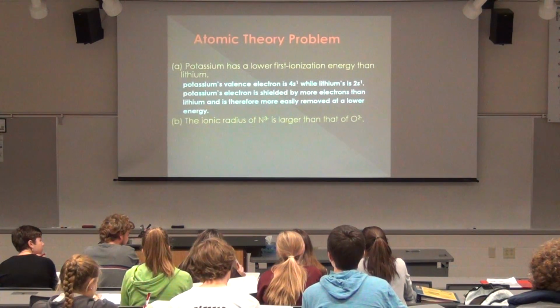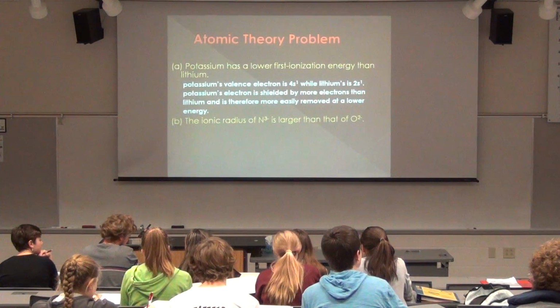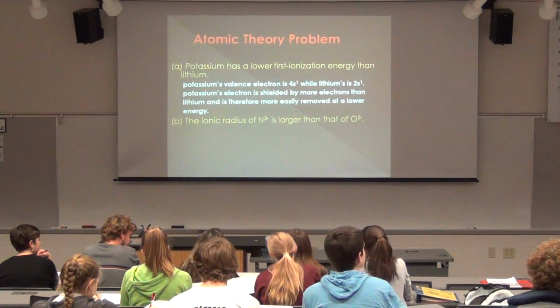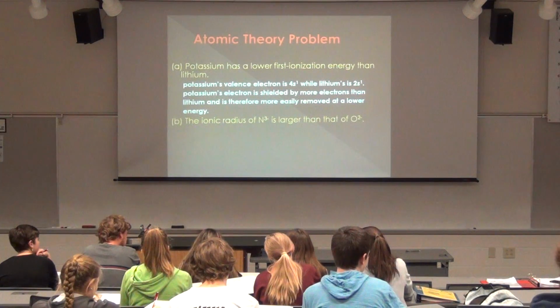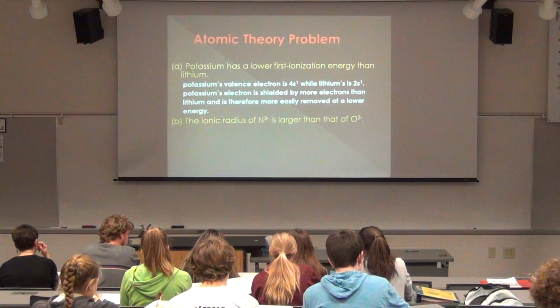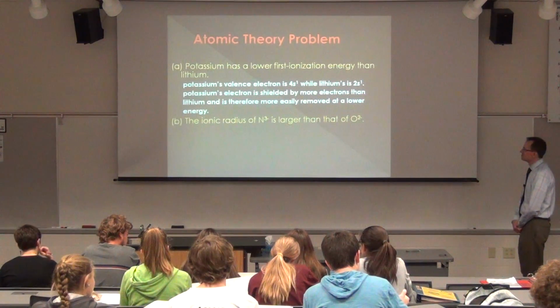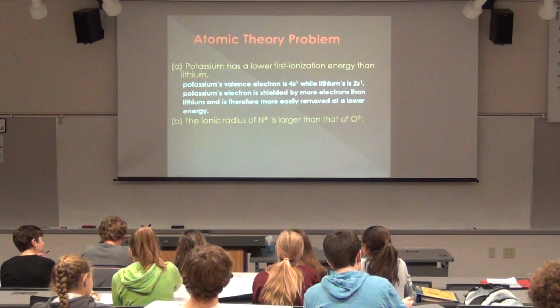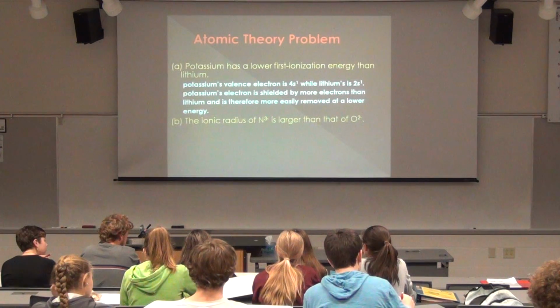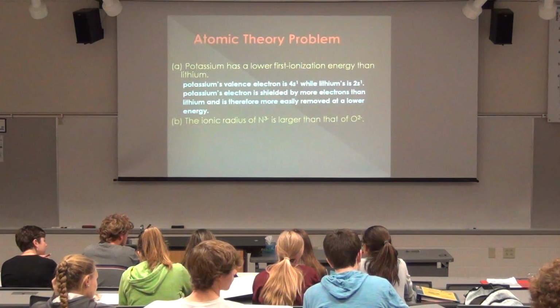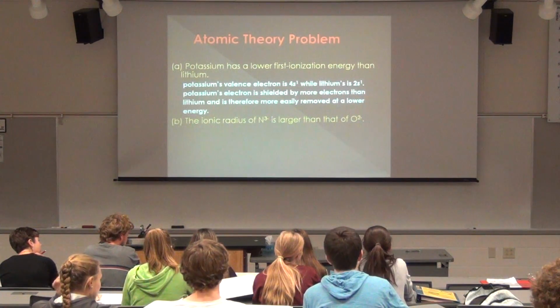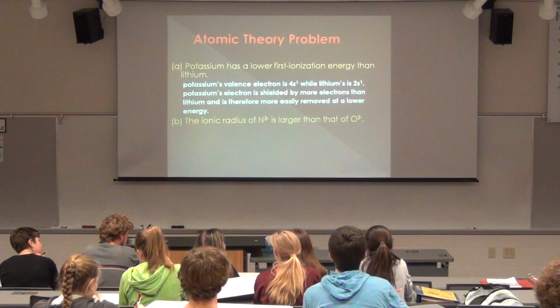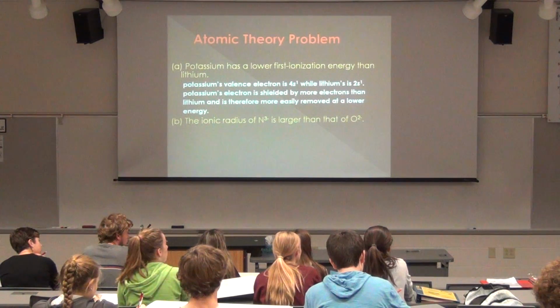Well, I don't get this. Okay. N3 minus has a larger radius, or atomic radius, ionic radius, than O2 minus because the nuclear charge in nitrogen is lower than nuclear... You were there. You were right.